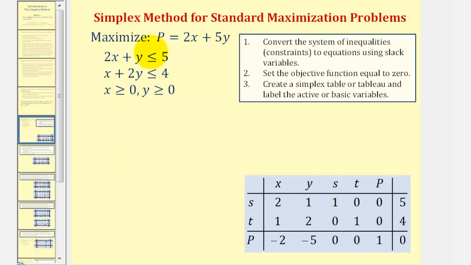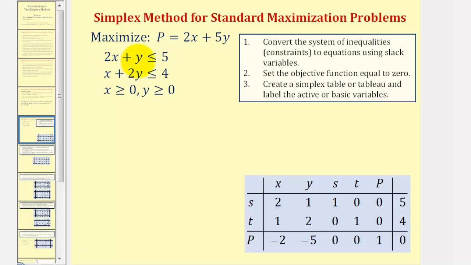So here's our standard maximization problem. We have the objective function we're trying to maximize, and we have our constraints. Notice how the last two just confirm that x and y are non-negative. We won't be using these to perform the simplex method. So step 1, we want to convert these first two inequalities to equations using slack variables.